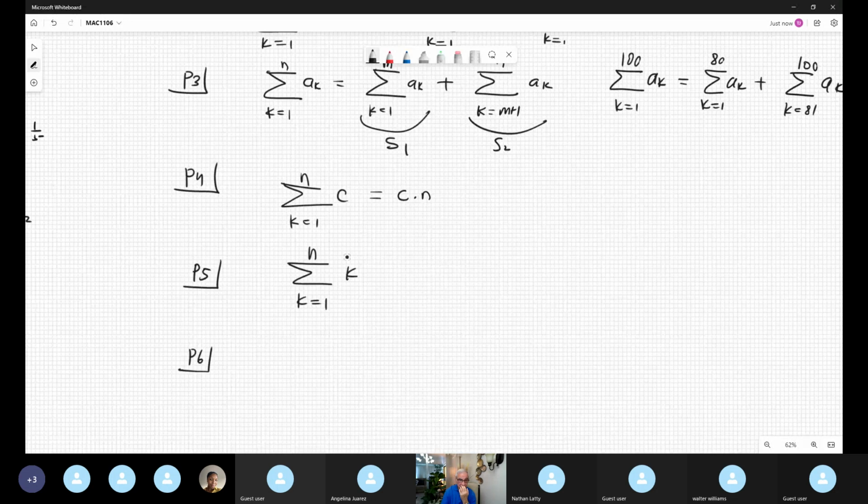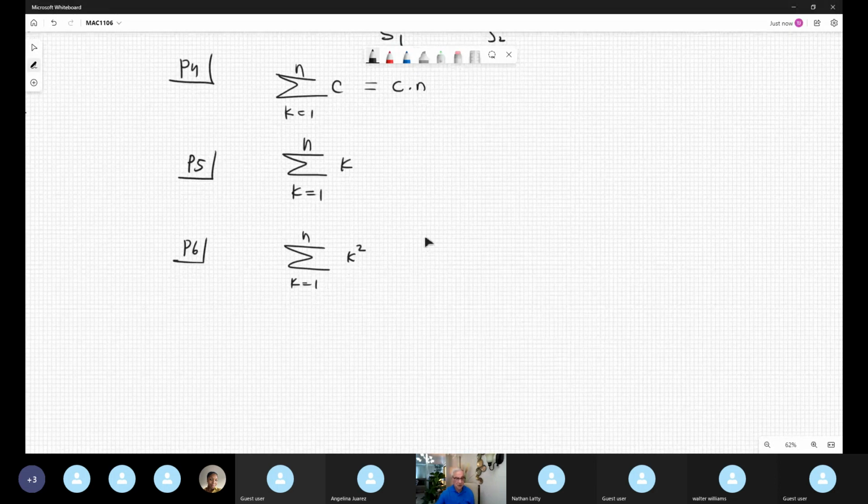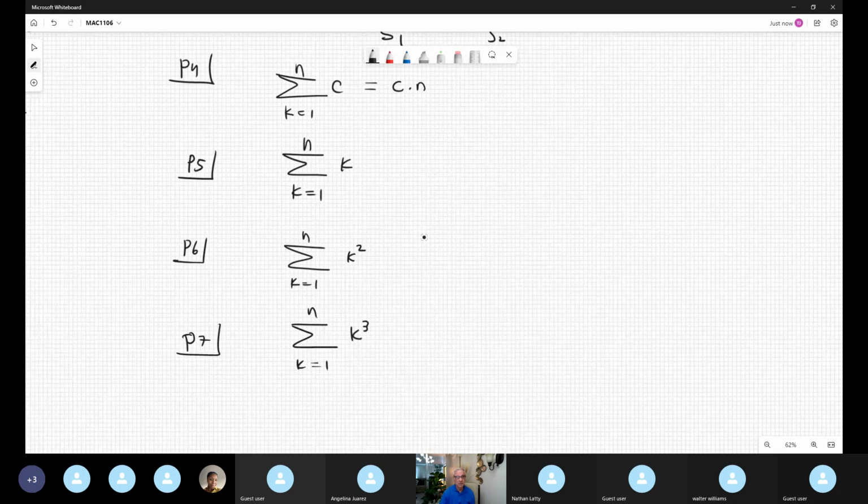Property 6, summation from K equal 1 to N of the K square. That is, 5 is for the exponent 1, 6 is exponent 2, and 7 is exponent 3. It's the most popular we use it in calculus. Okay, this is just a formula.